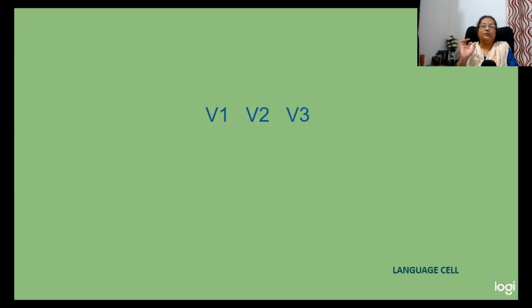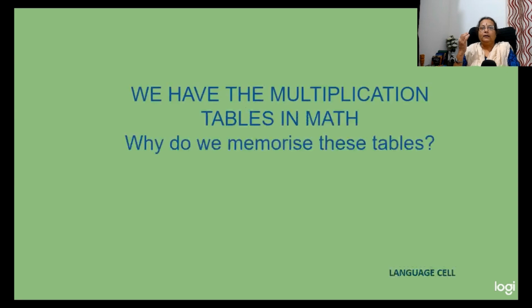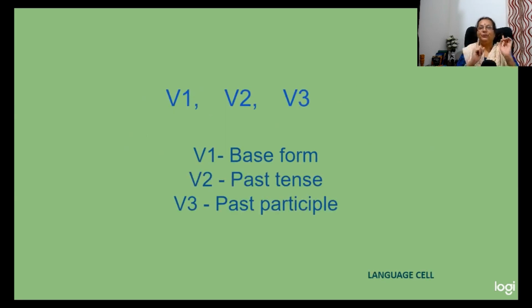Now we are going to learn V1, V2, V3. What's V1? Verb 1, verb 2, verb 3. Okay? We have the multiplication tables in math. Why do we memorize these tables? We memorize it because it will come in handy when we do the calculation. Every time we cannot be going back to the table, adding up all the numbers and then doing it. We need to learn it by heart so that calculation will go on easily. Even in English, we have a table which we need to learn. Right? That is the V1, V2, V3.